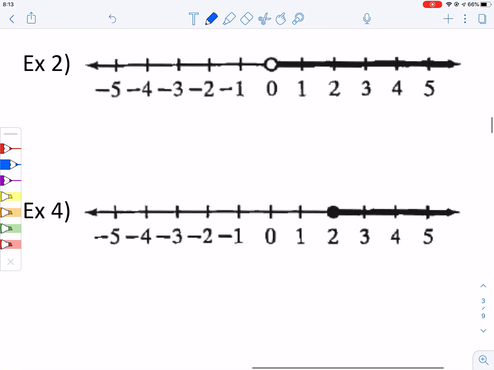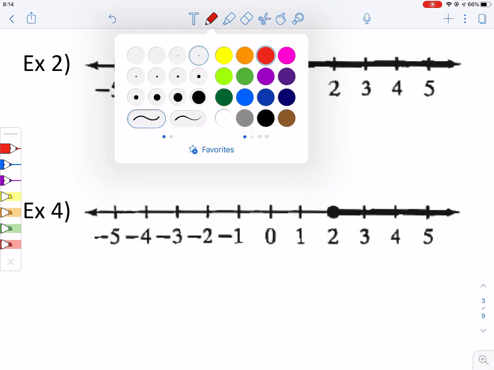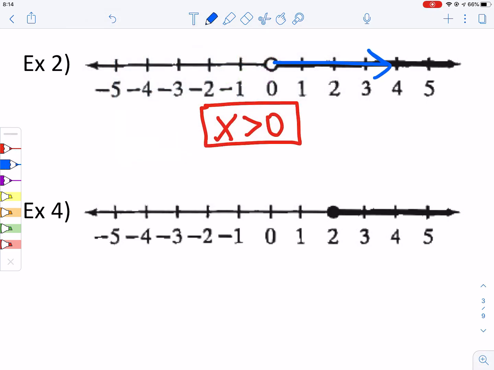All right, let's try number 2. So for number 2, again, I'm going to use an X. This is an open circle, so I know it's either going to be greater than or less than, and if you look at where the shading is, they shaded all numbers that are bigger than 0. So the numbers that they're shading are greater than 0. And again, they're shading to the right. My arrow points to the right, so I know I'm good.